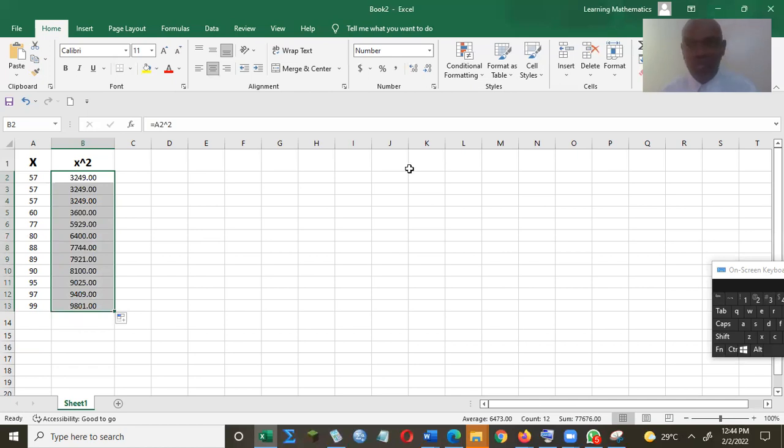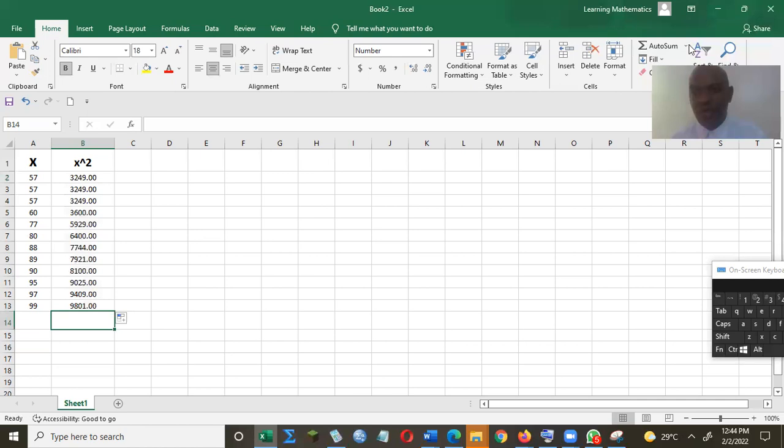And then we want the sum. So we just go to auto sum. Auto sum, enter. And here it is. Copy and paste, Control C, Control V.